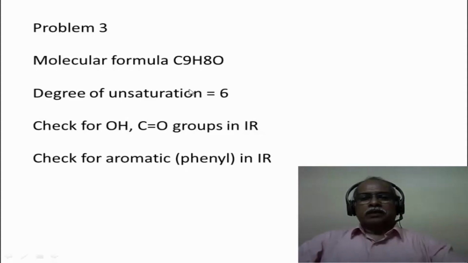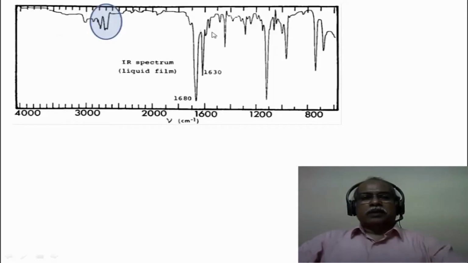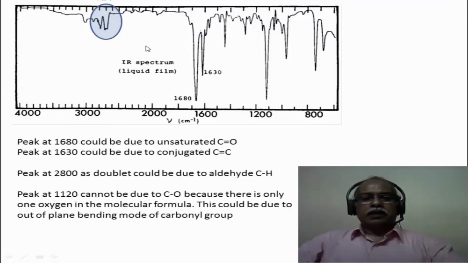Now because of the presence of oxygen in the molecular formula, we will carefully check the infrared spectrum for the presence or absence of OH stretching frequency, carbonyl stretching frequency. We can also check for the presence of any aromatic unit in the infrared spectrum. This is the infrared spectrum of this particular compound, and a particular area is being highlighted in this spectrum, and this is essentially because this corresponds to the CH stretching frequency of aldehyde. It is a very characteristic region around 2800 or so, and it appears always as a doublet, and this corresponds to the CH aldehyde stretching.